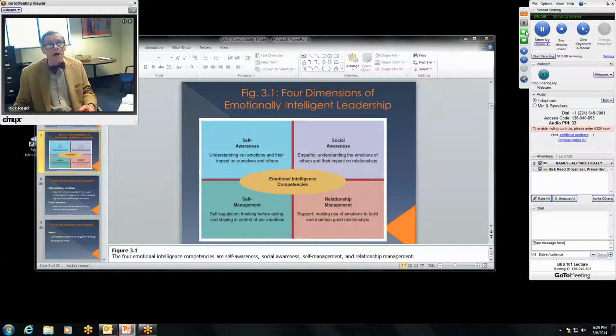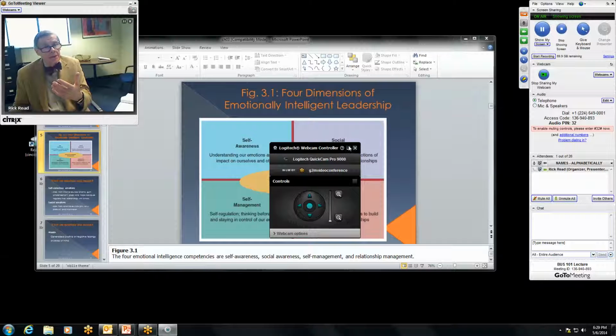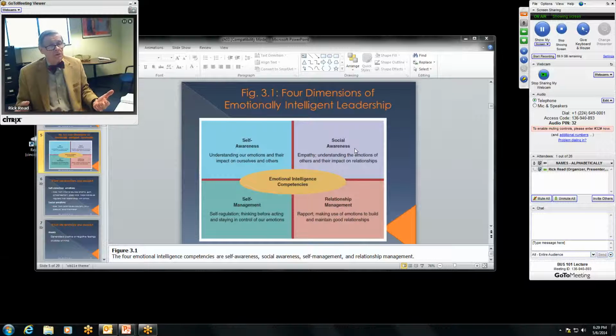This slide, figure 3.1, which you can see on page 55, is emotional intelligence competencies. Self-awareness, we talked about. I called it self-concept. I should have called it self-awareness, but it's kind of the same thing in a way. Social awareness, relationship management, and self-management. So we have to do these two things on the left-hand side first in ourselves before we can do the other two things, and especially being able to manage relationships. Notice what it says, rapport, getting along, making use of emotions to build and maintain good relationships. Not easy to do, but something if we work at, we can do.